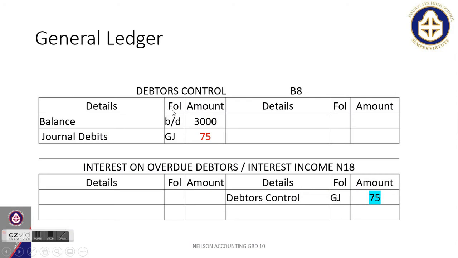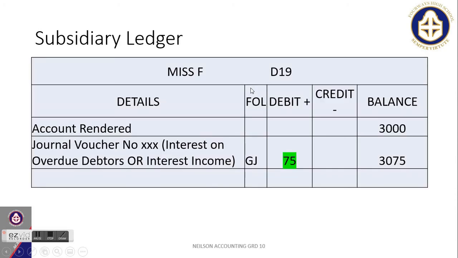If we then post that general journal to the general ledger, debtors control, as the asset account, is increasing by the R75 through the general journal as part of journal debits. And the interest on overdue debtors or interest income account will increase on the credit side because it is an income account. It increases with the R75 that we charged, and the corresponding account for the R75 will be the debtors control.